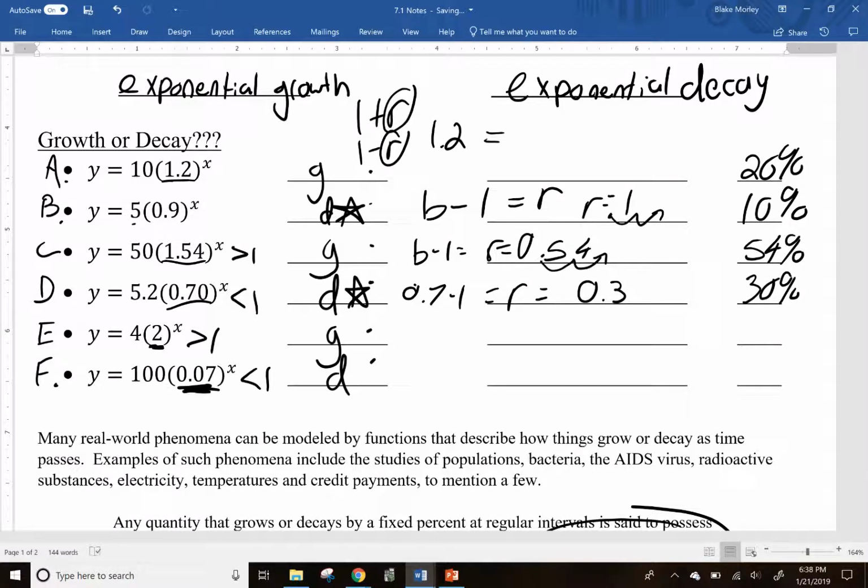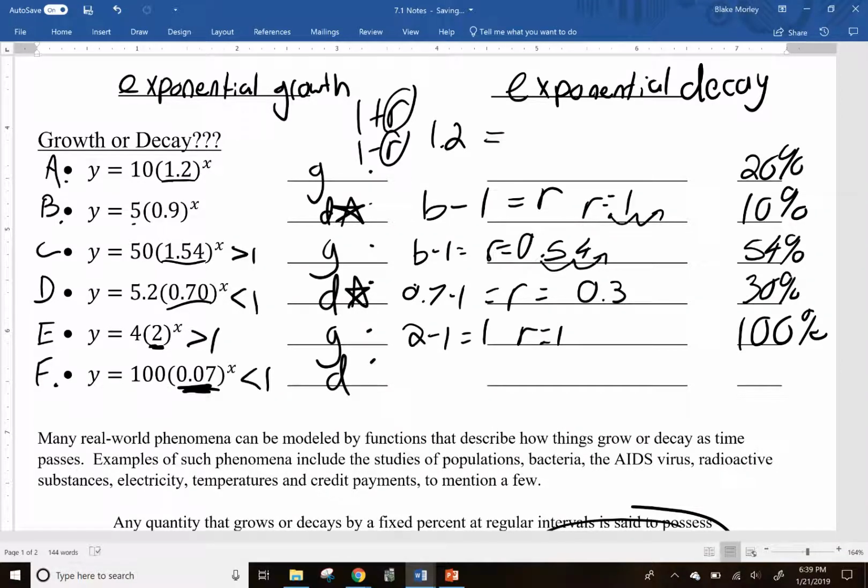In E, we have B, which is 2. If you take 2 minus 1, you get 1. So R is equal to 1 here. This is kind of tricky, because if you want the percentage value, it's 1 right now. Moving the decimal 2 places this way makes this 100%. Some people get a little bit stuck on that one, but it's the same as before. We know that the R value is 1, and to get the percentage value back, we go 2 places to the right, and that puts it at 100, so 100%.